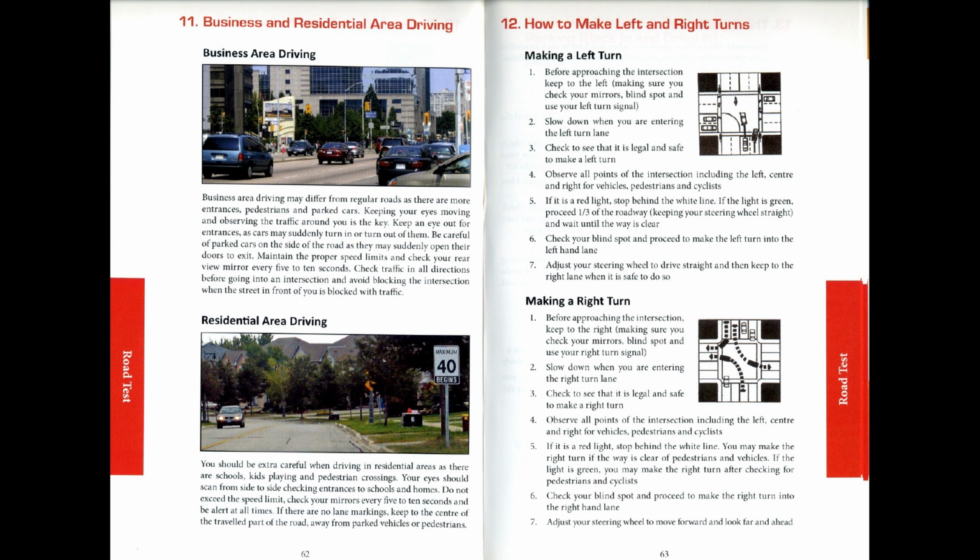If it is a red light, stop behind the white line. You may make the right turn if the way is clear of pedestrians and vehicles. If the light is green, you may make the right turn after checking for pedestrians and cyclists. Check your blind spot and proceed to make the right turn into the right-hand lane. Adjust your steering wheel to move forward and look far and ahead.